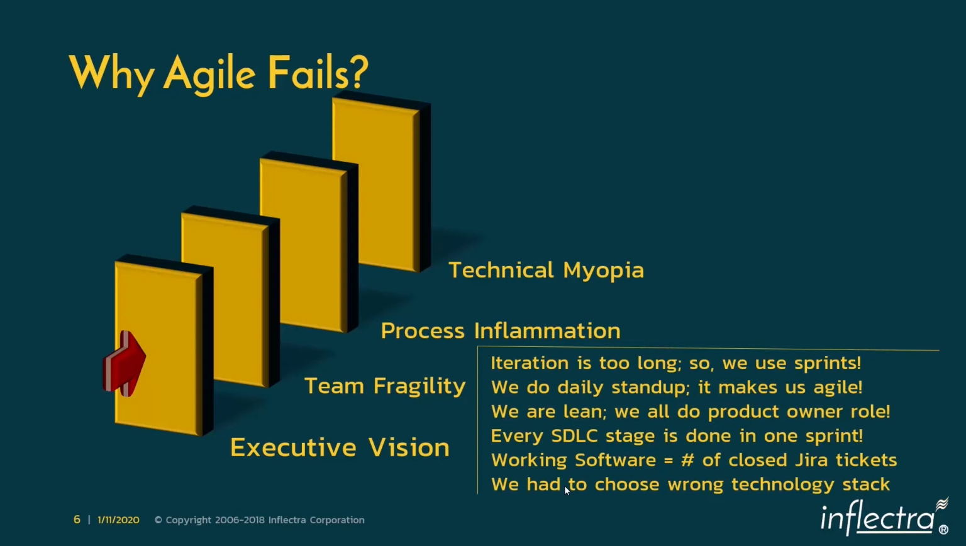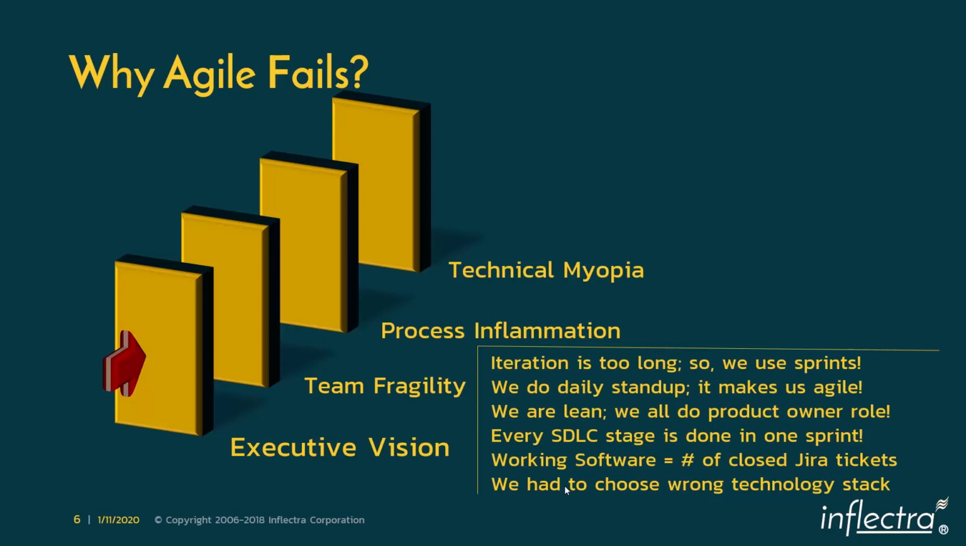We do daily stand-up, as a result we should be Agile. They don't necessarily understand what leads to daily stand-up, but you do daily stand-up and you think you are using Agile. You are no longer using the project status check meetings. We are lean, as a result we don't have a product owner and we all together do the product owner role. Well, that's another smell pattern.